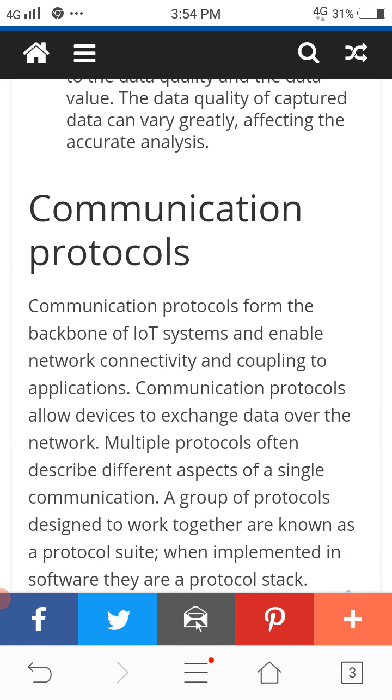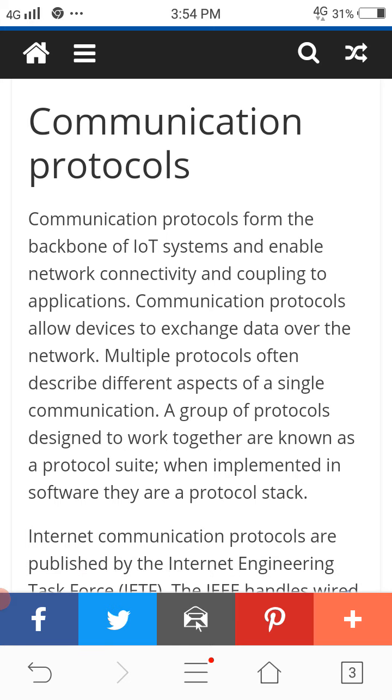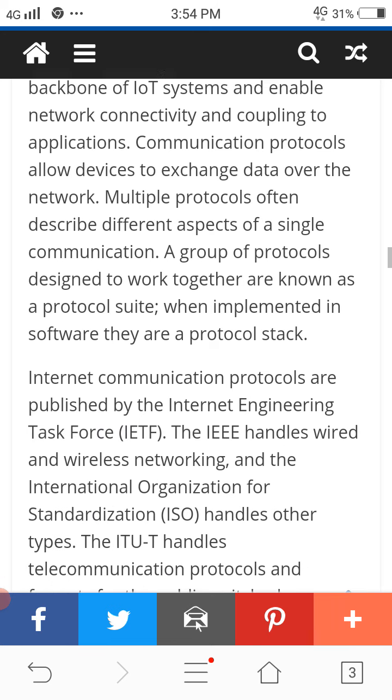Next is communication protocols. Communication protocols form the backbone of the IoT system and enable networking connectivity and coupling to the applications. Communication protocols allow devices to exchange data over the network.